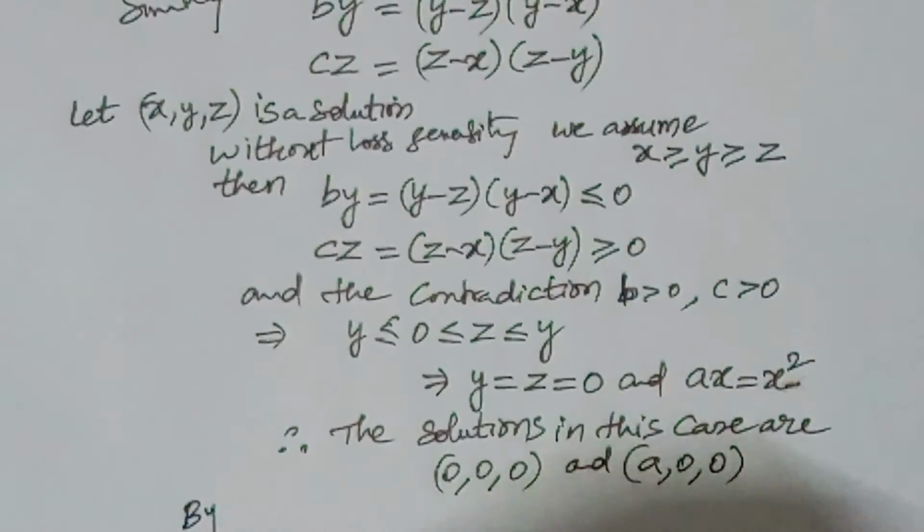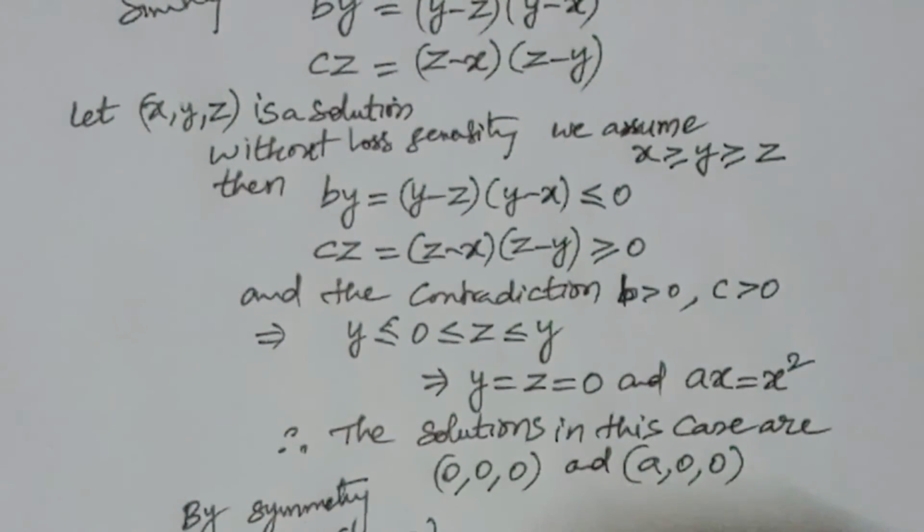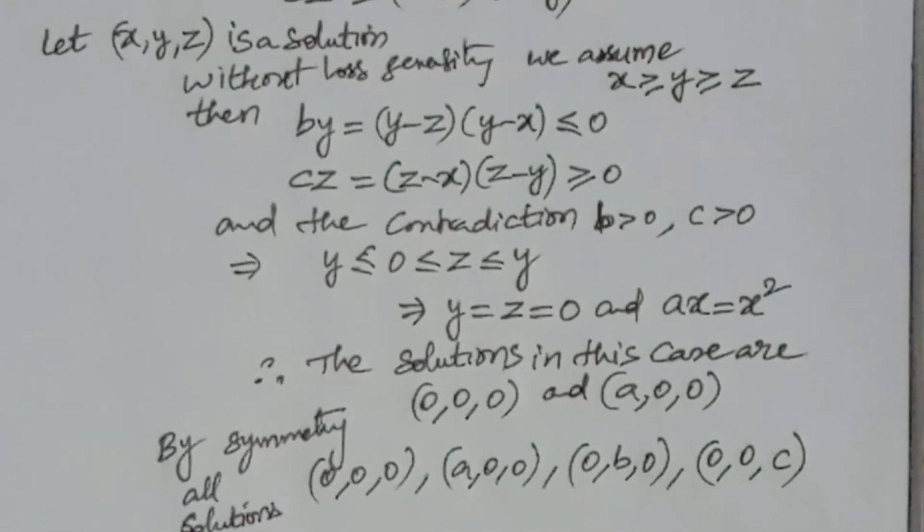It is a symmetric equation. Therefore, by symmetry, the solutions are 0, 0, 0, a, 0, 0, 0, b, 0, and 0, 0, c. So these are the 4 possible solutions we are having for this.